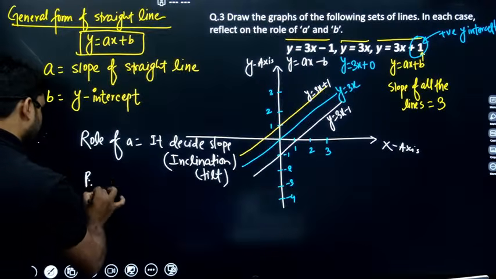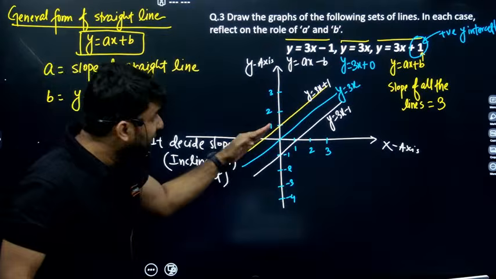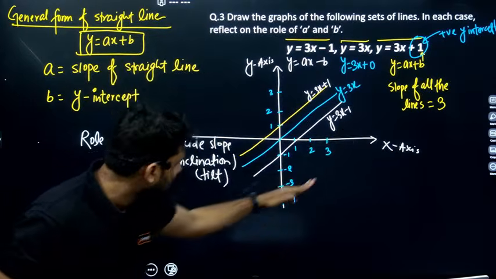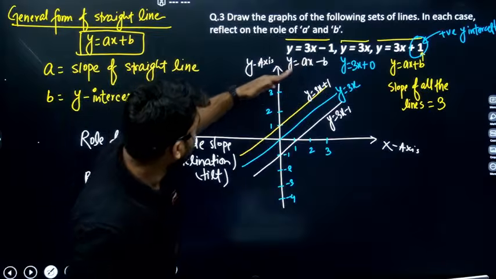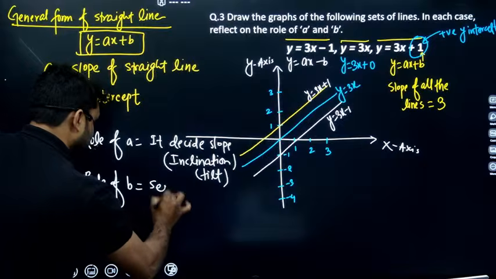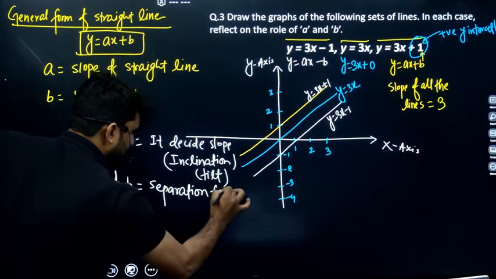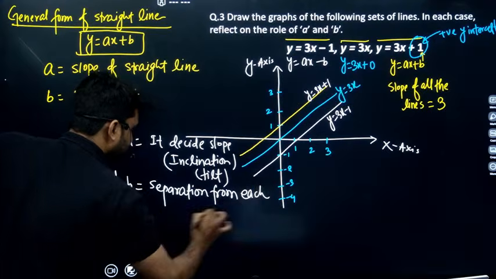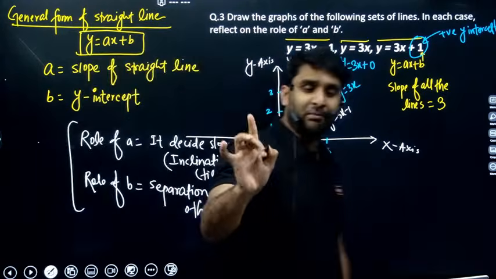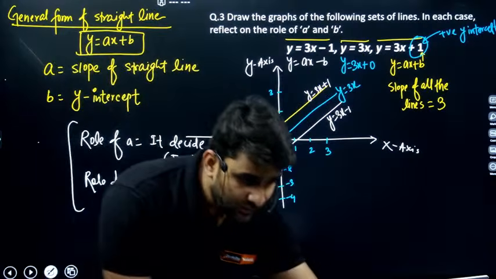And role of B. What is the role of B? B will decide separation. If the line is passing through -4, the line will go like this. If the line is passing through 3, the lines will be separated from each other. So the role of B is to decide separation from each other. Right, everyone? A decides slope and B decides separation between the lines. This is the beauty, everyone. I hope this is clear to you all.